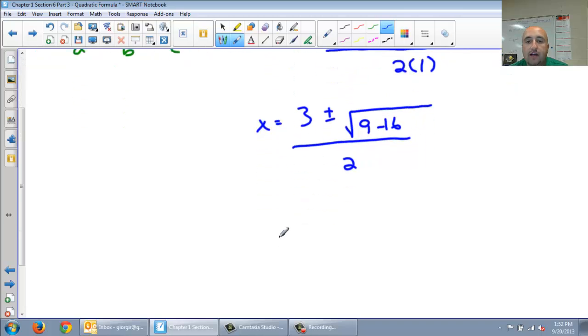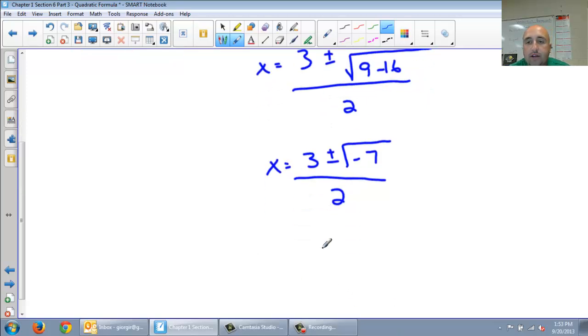So let's continue on. X equals negative 3 is 3, plus or minus, negative 3 squared is 9, minus 4 times 1 is 4, 4 times 4 is 16, all over 2 times 1, which is 2. Alright, so continuing on, we get x equals 3 plus or minus 9 take away 16 is, what is 9 take away 16? That is negative 7 all over 2. So here's where we have to do a little bit of simplifying.